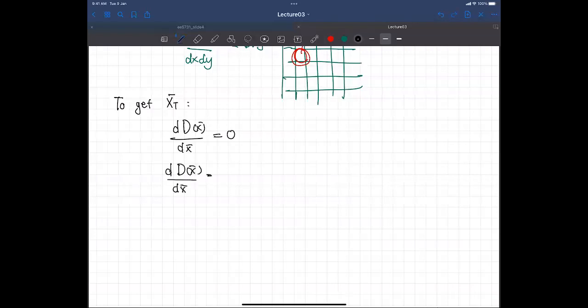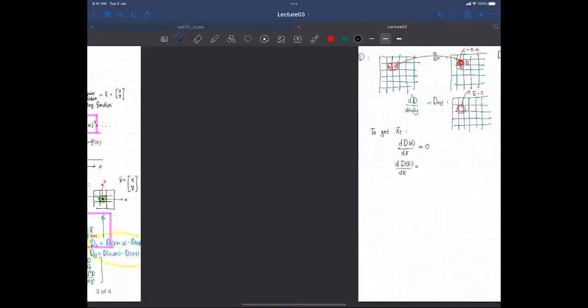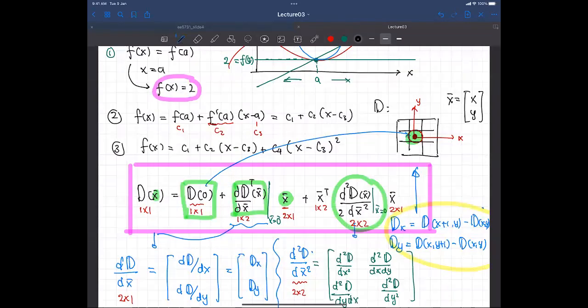Right, so now we have to operate this derivative with respect to x bar. Look at the first term there. If you do the derivative with respect to x bar, what will the first term give you? It will give you 0 because it's a constant, a one by one value constant. So you can ignore the first term.